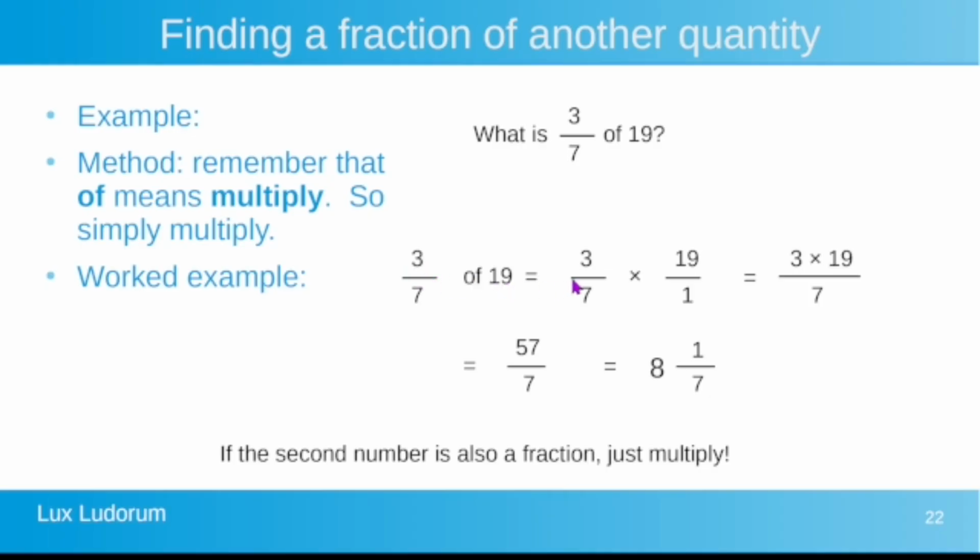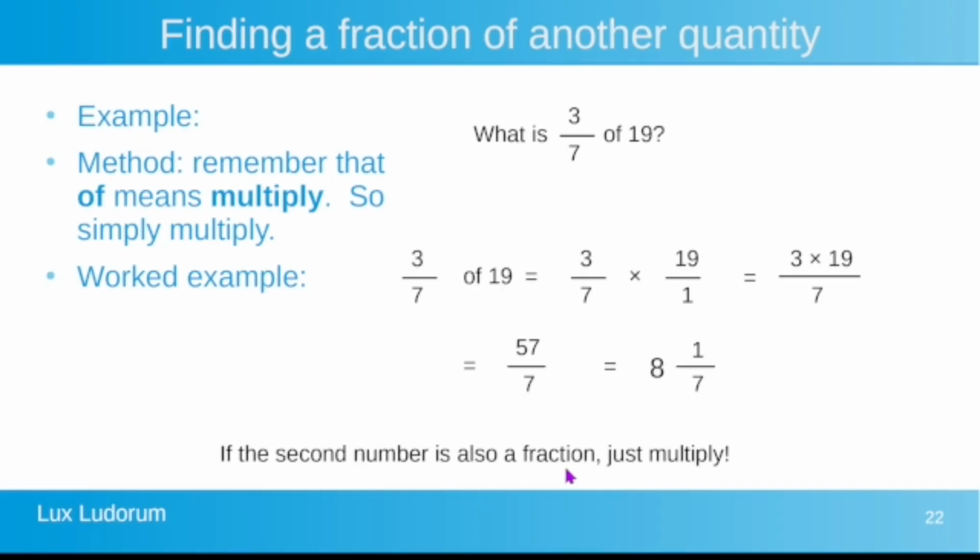3/7 of 19 is 3/7 times 19. And I've written this as 19 over 1. Don't really need the 1, but it's just to use the same method as we used when multiplying two fractions together. And that gives me 3 times 19 over 7, or 7 times 1 if you like. 3 times 19 is 57, 7 times 1, or just 7 on the bottom. And then we can write that as 8 and 1/7.